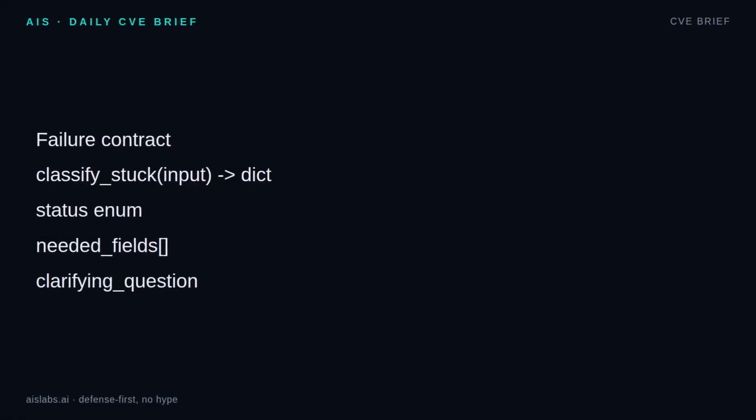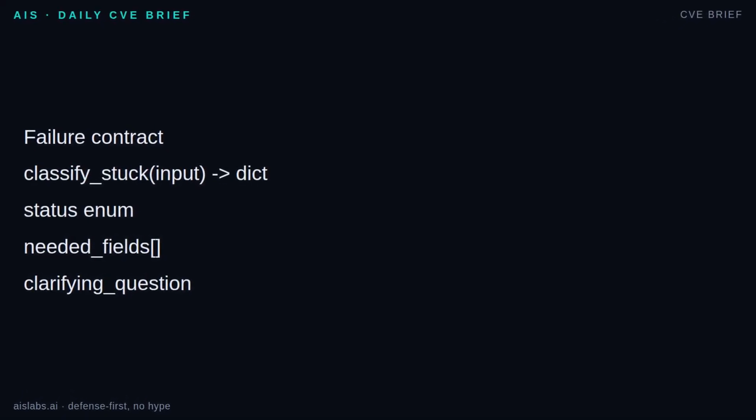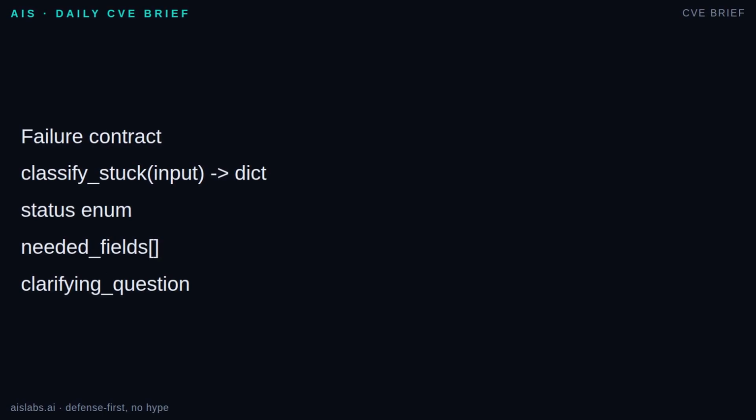Build it in 3 moves. First, define the contract. The model must return exactly one JSON object with a status field. Second, define required fields for each status. For missing data, return needed fields as an array of field names. For ambiguous, return exactly one clarifying question, not 5 questions, not a survey, one question that would unblock the task. For impossible, return reason and blocking constraint.